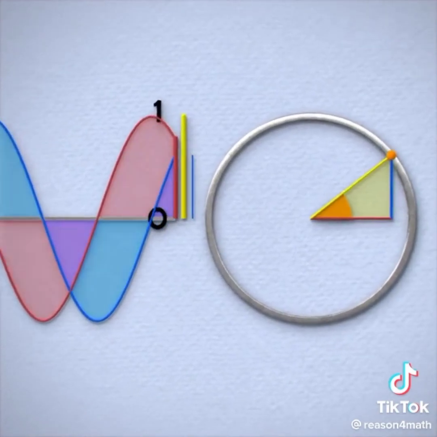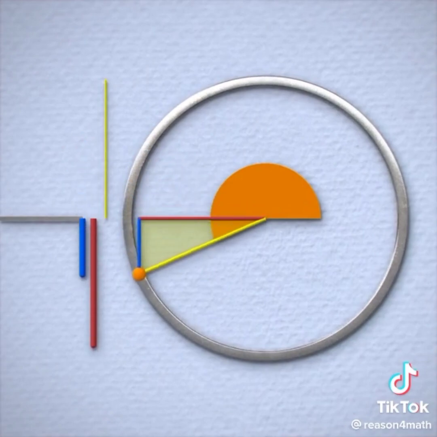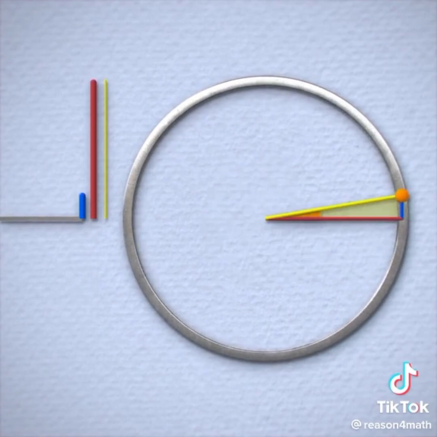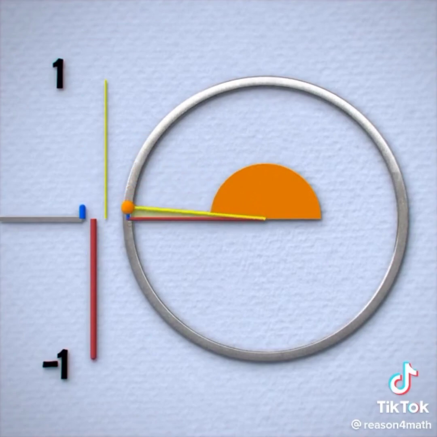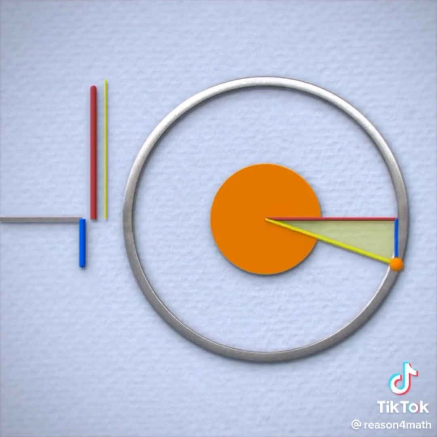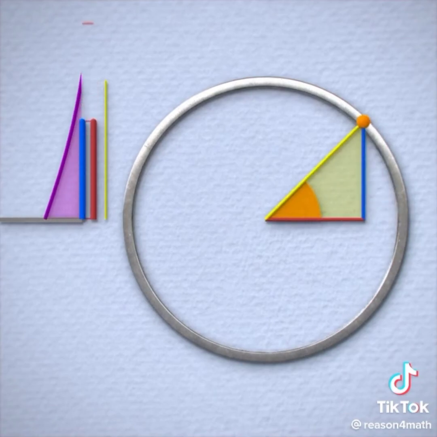A third comparison we can make is to see how many times the opposite edge will fit into the adjacent. In both sine and cosine, we were considering the hypotenuse, which always remains the same, so the results would oscillate between values of +1 and -1. But now, both sides are changing, so we're going to get a very different result. At 0 degrees, the triangle's collapsed, and we can't fit any of the adjacent distance into the non-existent opposite, so the ratio is 0. At 45 degrees, the two edges are the same, so the ratio is 1.